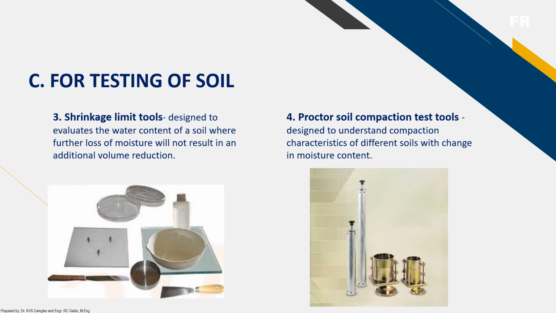Still under the testing of soil, we have here the shrinkage limit tools. There are many that are needed as you do tests on shrinkage limit. It is designed to evaluate the water content of a soil where further loss of moisture will not result in additional volume reduction. Okay, and we also have here the Proctor soil compaction test tools, which are the molds and your rammer. It is designed to understand compaction characteristics of different soils with change in moisture content.